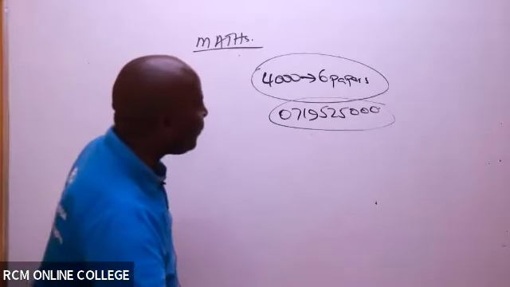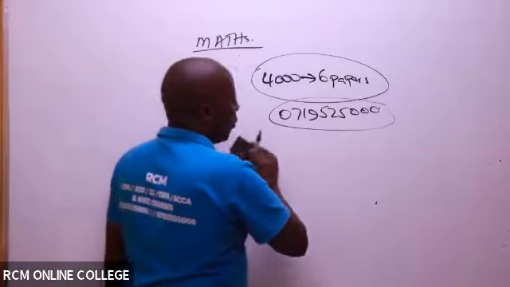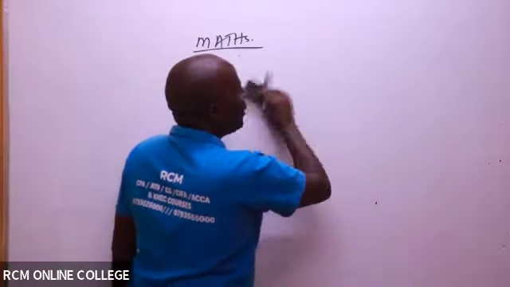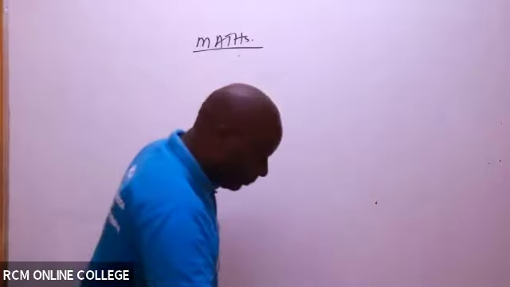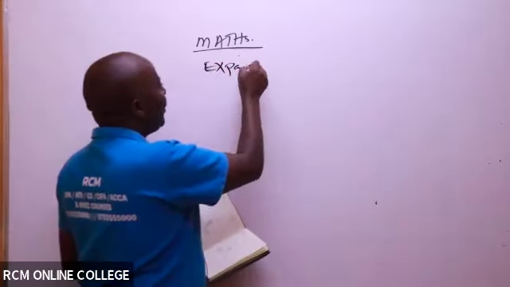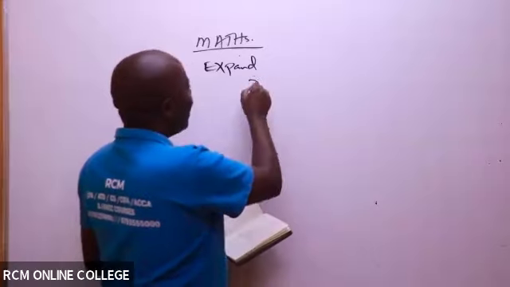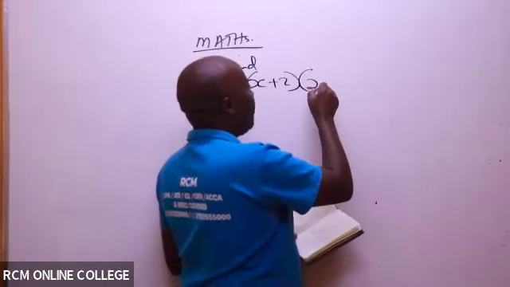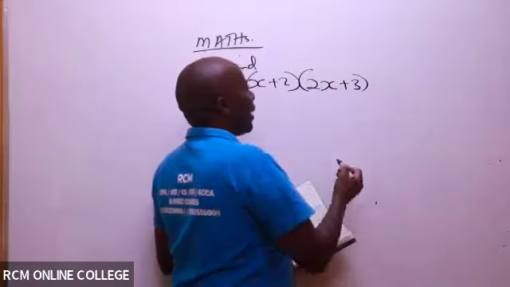Now, I go on to the next question. The next question now is also an eye-opener. So you're told here to expand x plus 2 into 2x plus 3. Very easy. 2x plus 3.